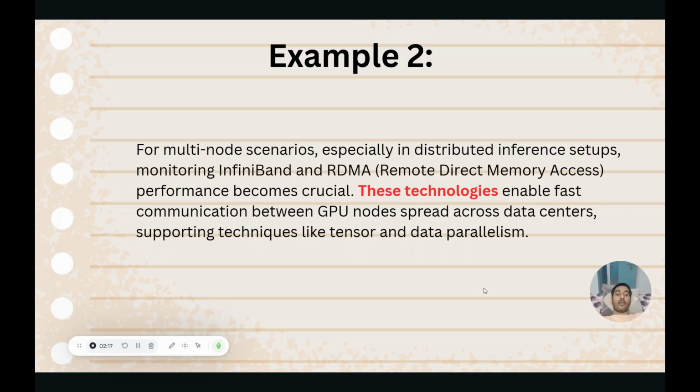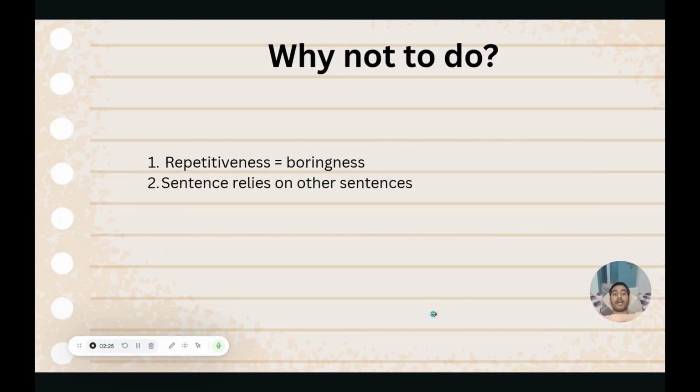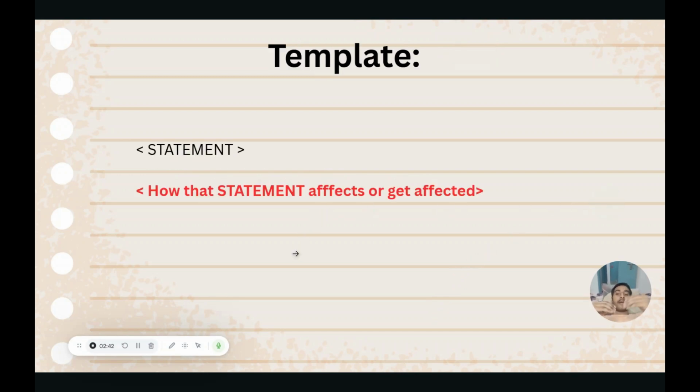Now, I'm not saying it is wrong or incorrect, but it is not an ideal scenario, and there are two reasons. Reason number one is repetitiveness. If you have multiple paragraphs where the AI is following a template, the template looks like this. First, the AI will give you a statement or fact, then the next sentence will continue that storyline, but the second sentence will start with the word "this."